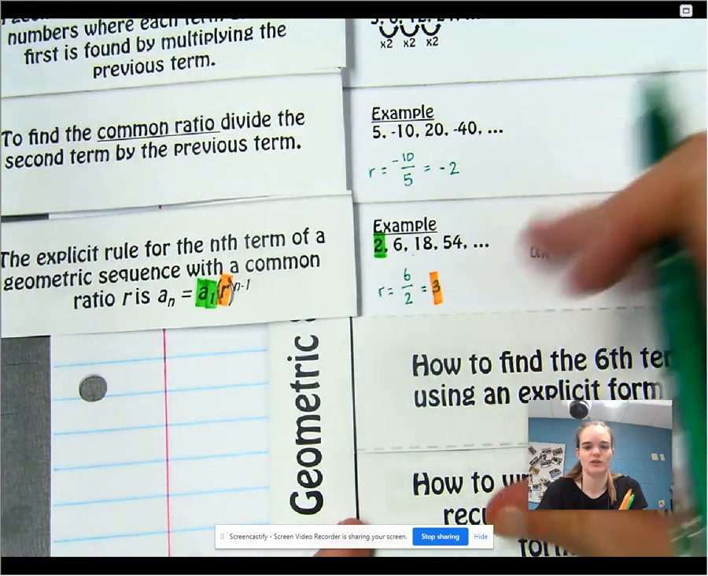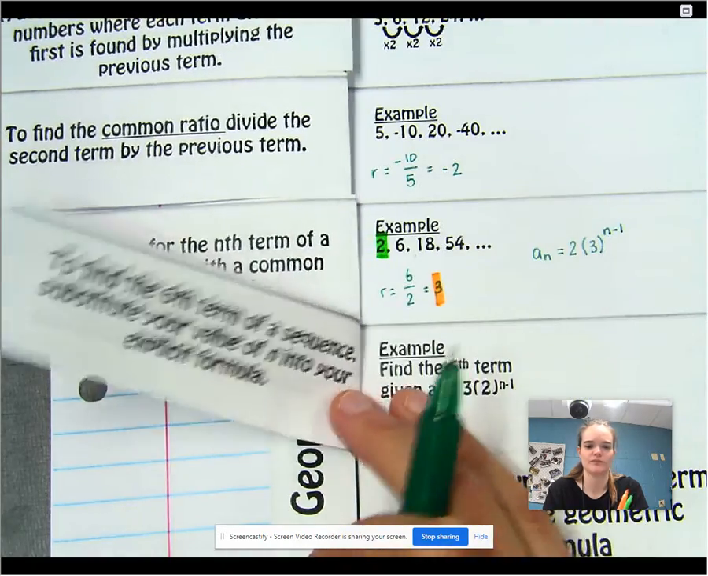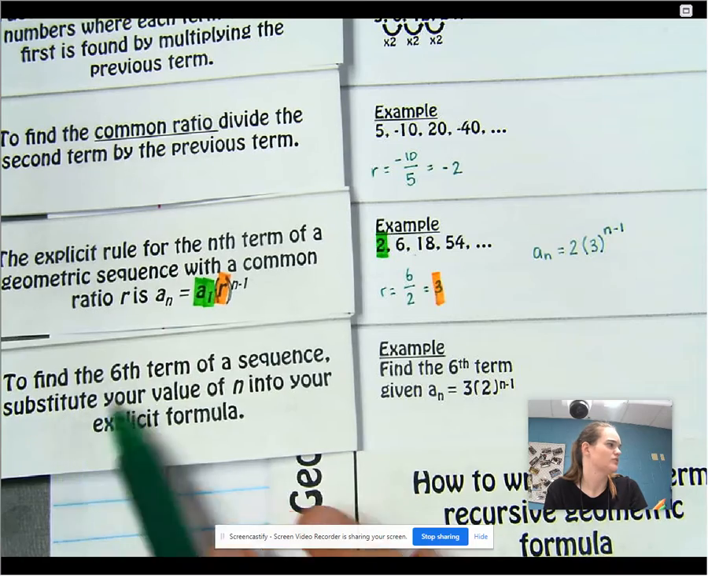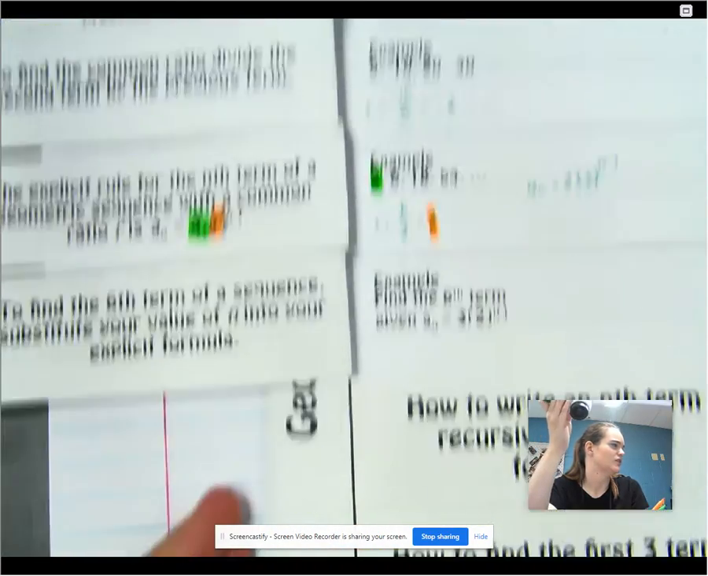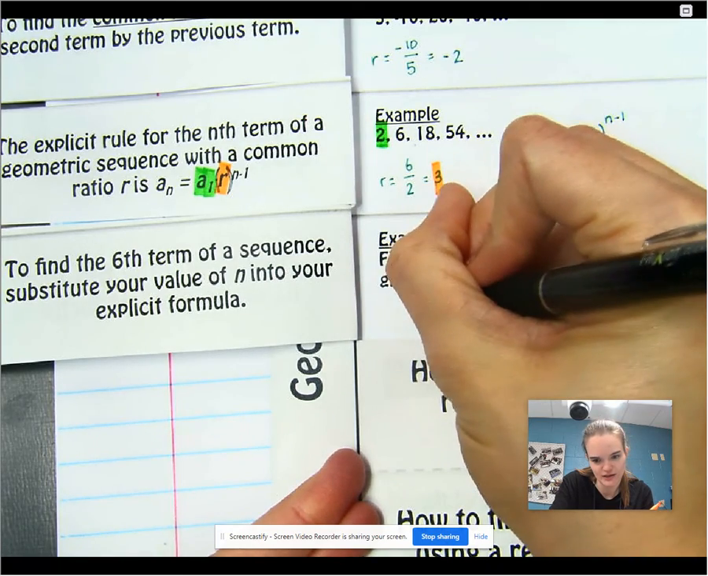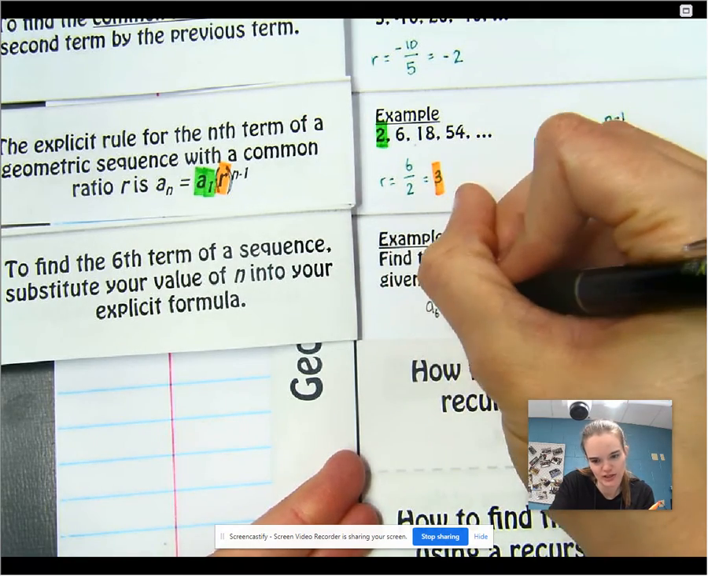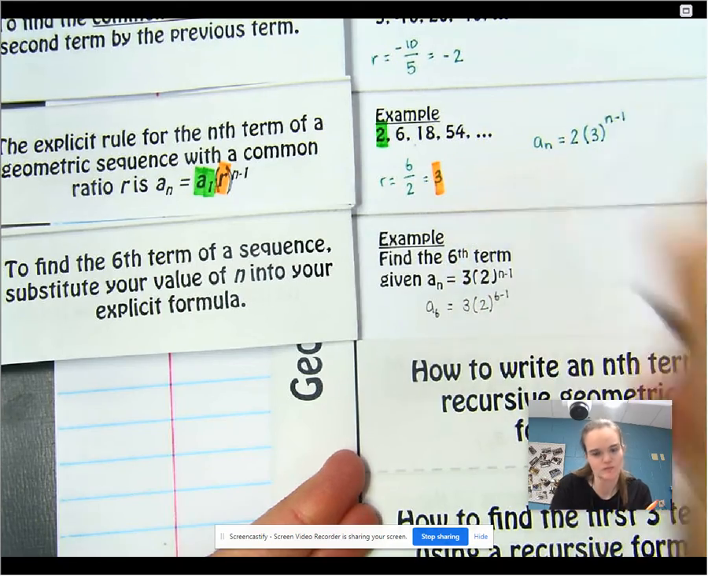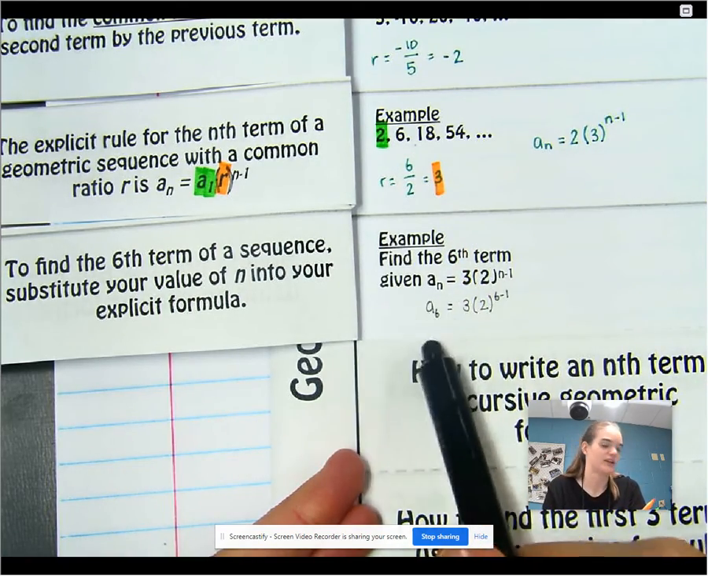Okay, now we're going to use it. How to find the sixth term. To find the sixth term of a sequence, substitute your value of n into the explicit formula. So if we want to find the sixth term, A of 6, we are going to plug in a 6. And we're going to plug that in just like it says.